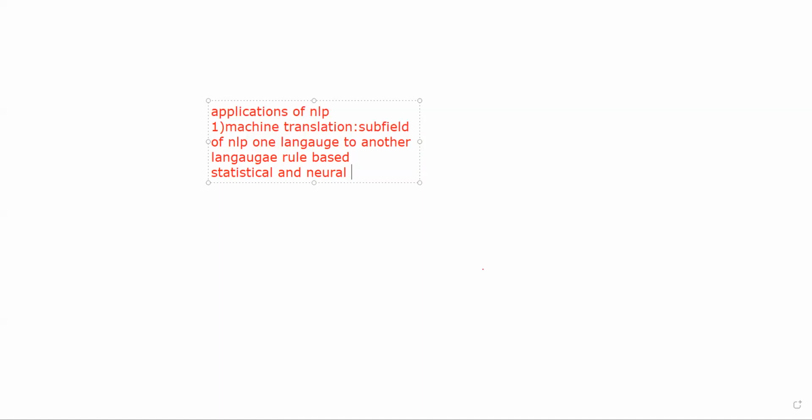Machine translation tools include Google Translate and Microsoft Translator. It is used in language learning, content localization, multilingual customer support, and international business collaboration.